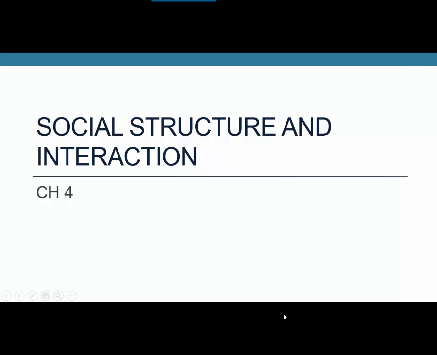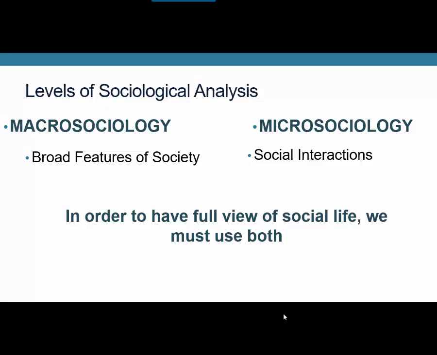So let's begin by acknowledging that there are two levels of sociological analysis. There is macrosociology, which looks at the broad features of society, studies society as a whole, centers society itself as an actor, and microsociology, which is social interactions: how people interact with one another, how people think about one another, what they notice about one another, and how this impacts how they treat each other. So, these smaller elements of society.